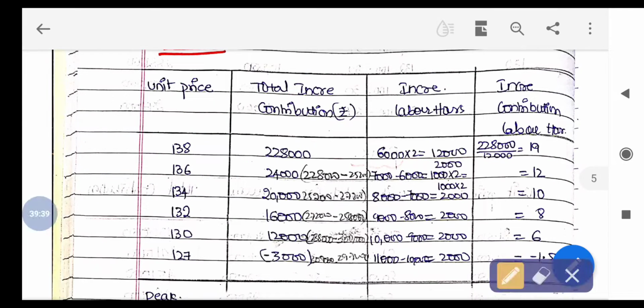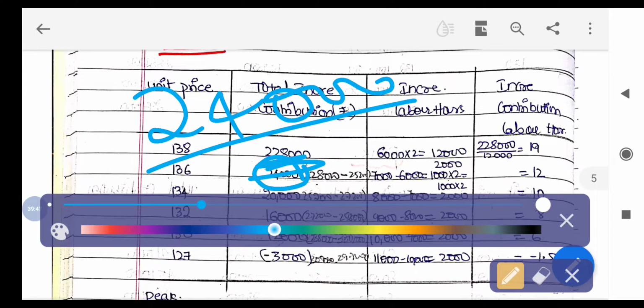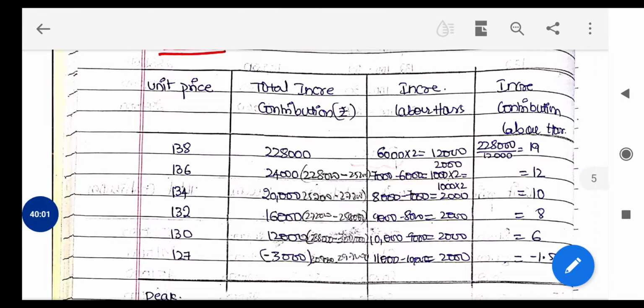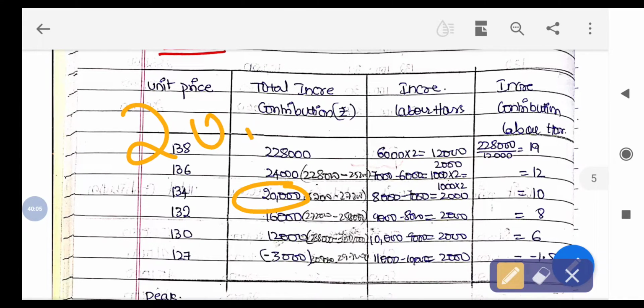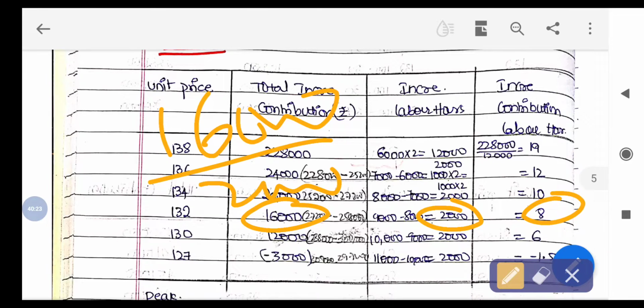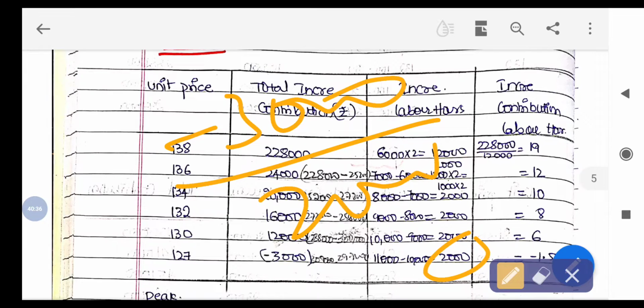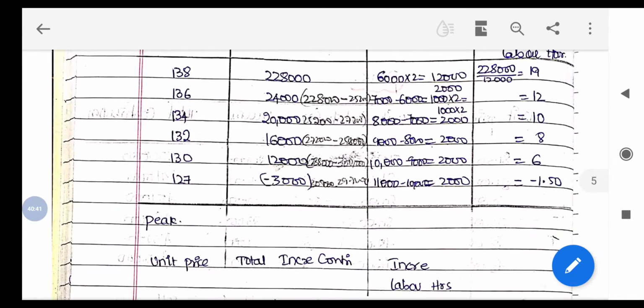Same. Next, for this, 24,000. So incremental contribution is 24,000 divided by this 2,000, which will be 12. Next, for this, 20,000 divided by the same 2,000 will be 10. Next, for 16,000 divided by the same 2,000 will be 8. Next, for 12,000 divided by 2,000 will be 6. Next, there is a minus value: minus 3,000 divided by 2,000 is minus 1.5. So this is the incremental contribution.